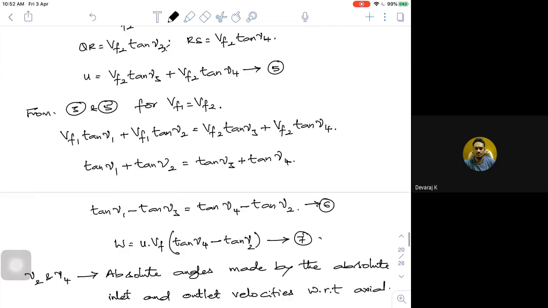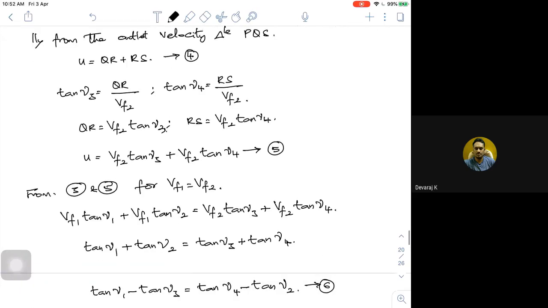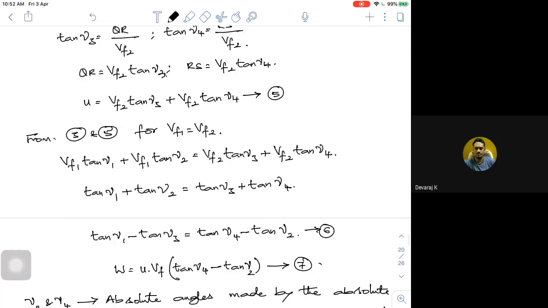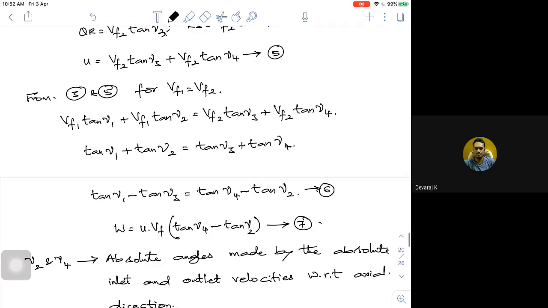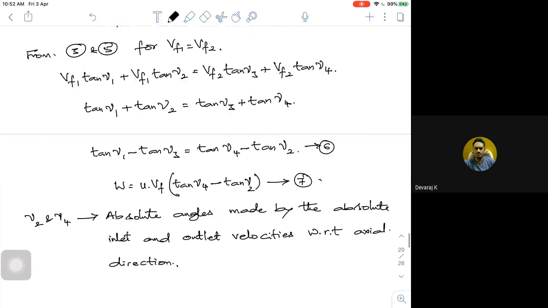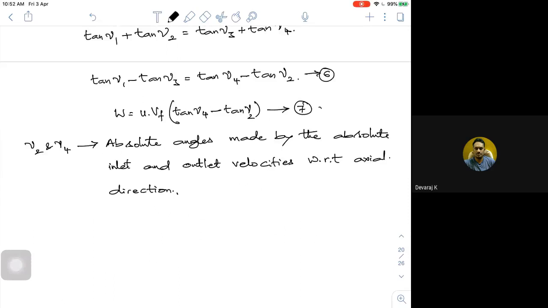Already we have seen, instead of taking Vf1 equal to Vf2, if Vf2 is reduced because of friction, I can put it in the corresponding equation 3 and equation 5 and substitute it. So using this particular special case, I'm trying to build a relationship between your air angles and your work.